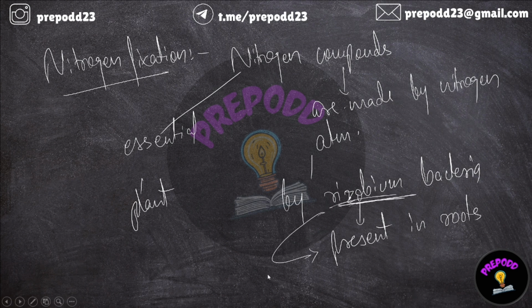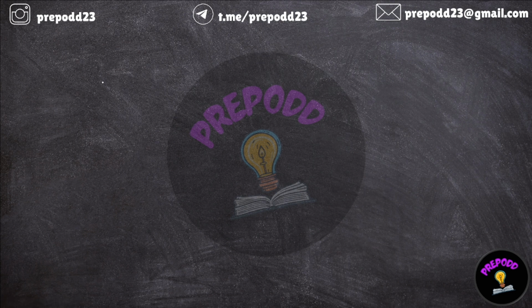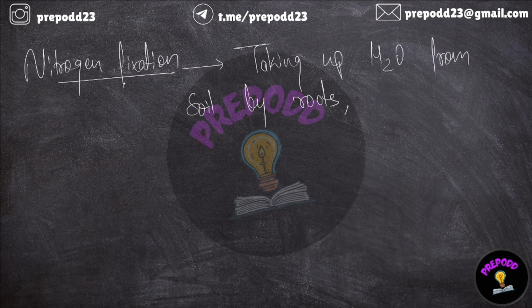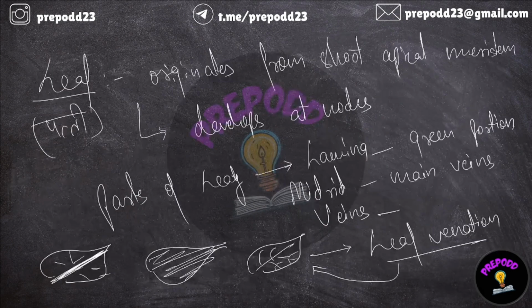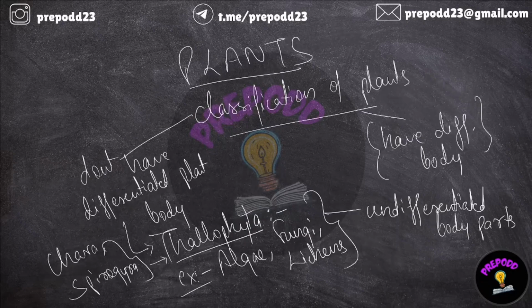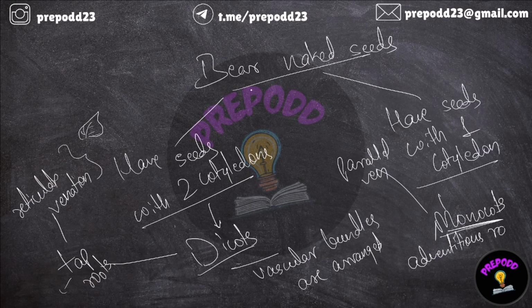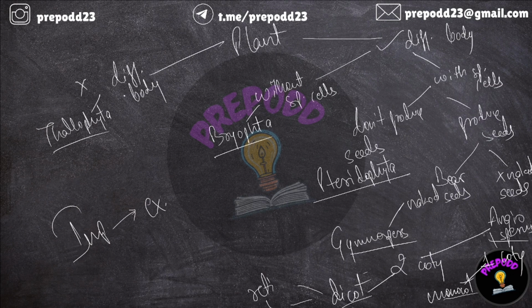Okay, so now we have learned about different things about the plants. Basically, we're going to summarize at the last. First of all, we have learned about the classification of plants. First of all, the plants that have differentiated body parts are called thallophyta.